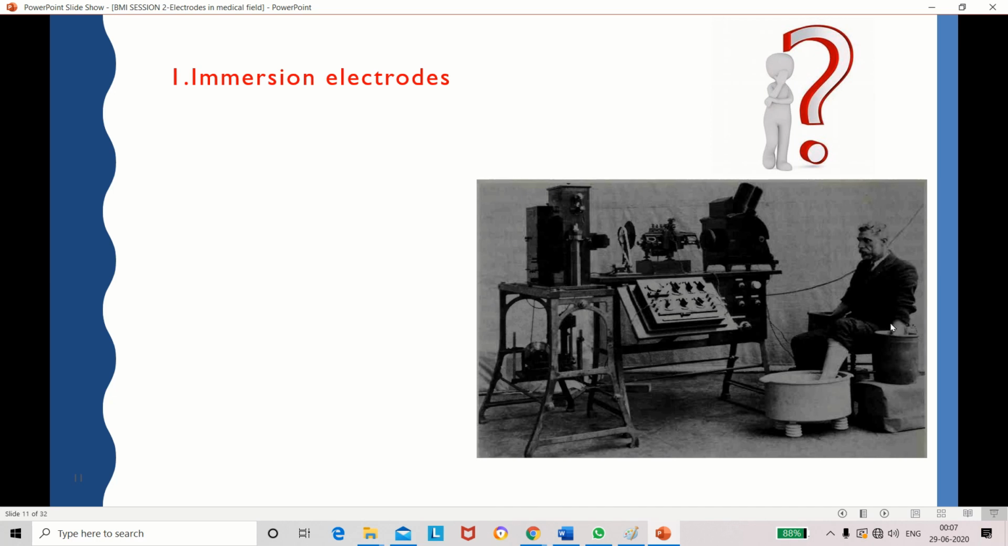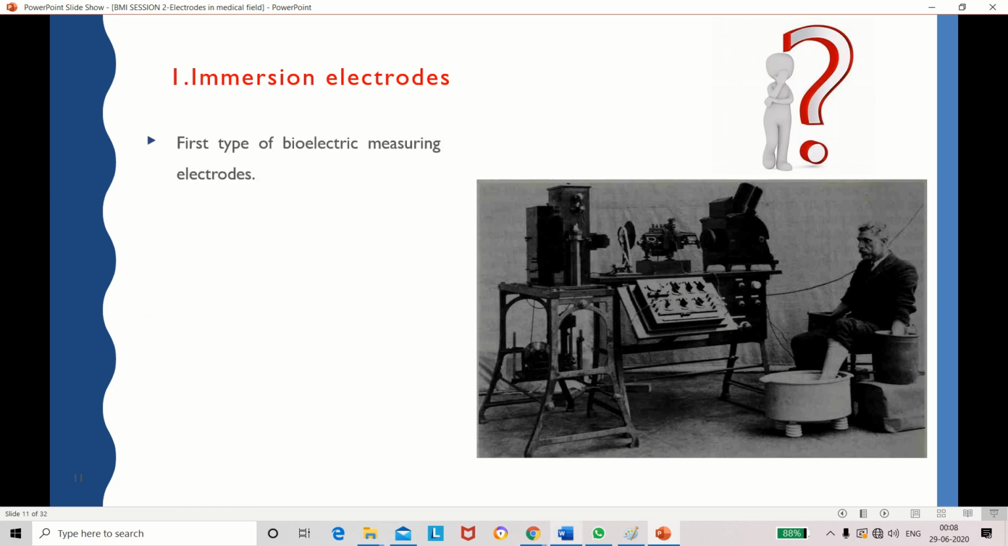We keep the hand and leg in the saline solution. The main drawback is that we often have to clean this saline solution. We have to change the saline solution and clean the bucket. That is a very difficult process. So this type of electrode is not a comfortable method. So we have to go to some other electrode.